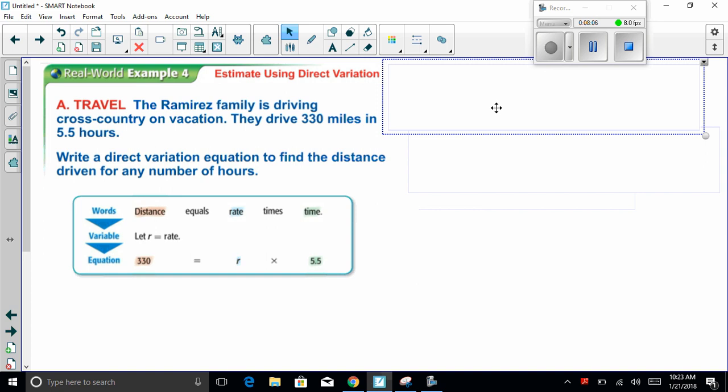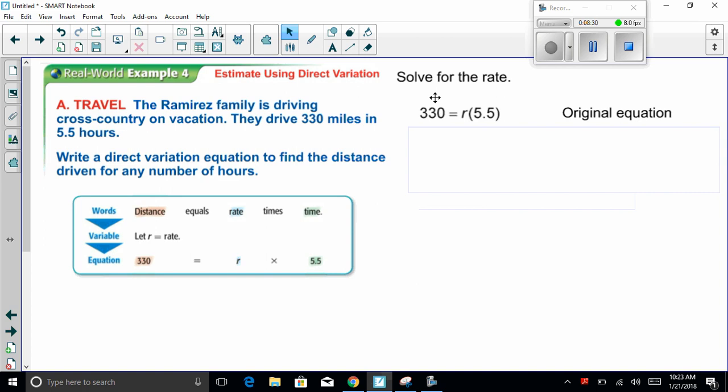So in words, distance is going to equal rate times time. We're going to let r be the rate, or how fast they're driving. So we know that the distance was 330 miles. That's going to equal r times 5.5, which is your time in hours. All right, so we're going to solve for the rate. We're going to plug in the information they gave us. 330 equals r times 5.5. We have to divide by that 5.5 to get r by itself.